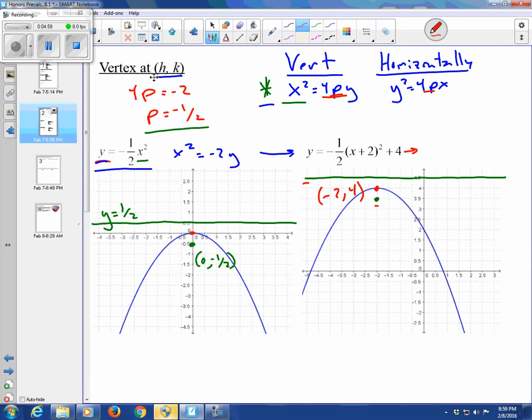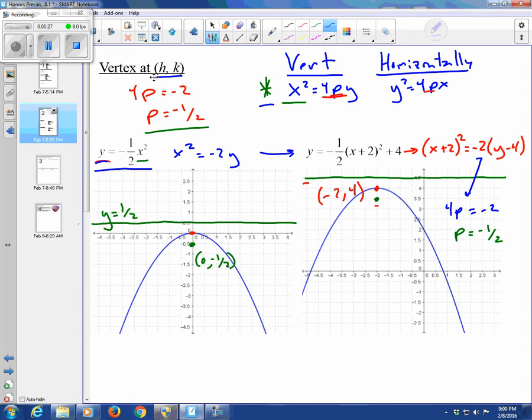Now that's going to give us right here (x + 2)² = -2(y - 4). And what we're seeing right here is that same 4p value of negative 2, determining the p-value that gives us the position of our focus and our directrix from the vertex.